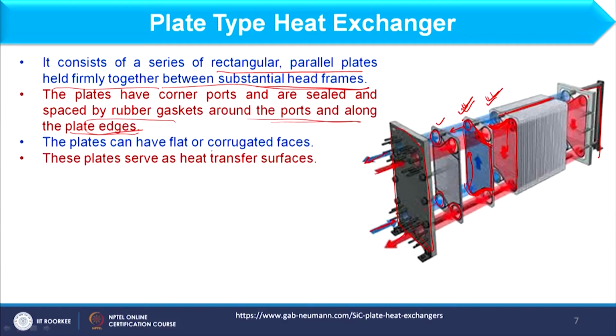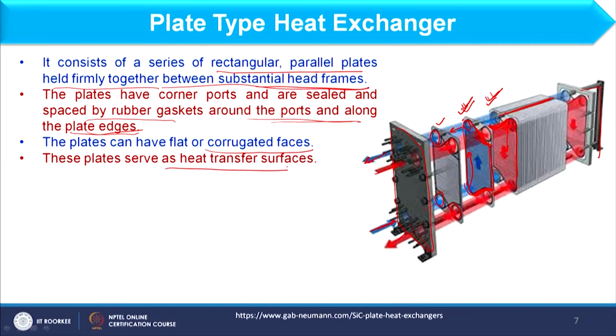If we are not using a gasket, we sometimes weld that particular section. Welding or brazing means two plates will be joined permanently. It has advantages and disadvantages, and there are some disadvantages with the gasket also, that we will discuss later on. So plates can have flat and corrugated faces, because each plate will have some structure.